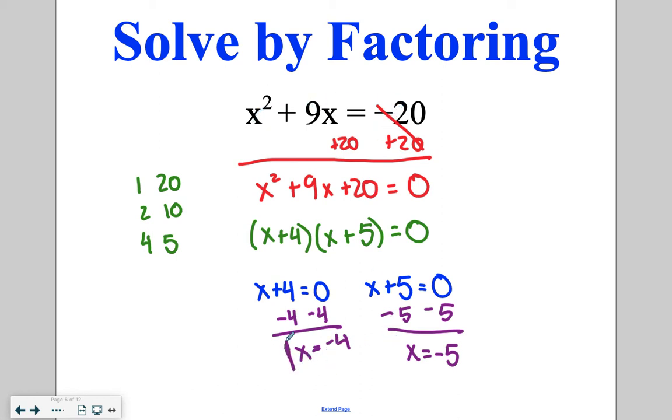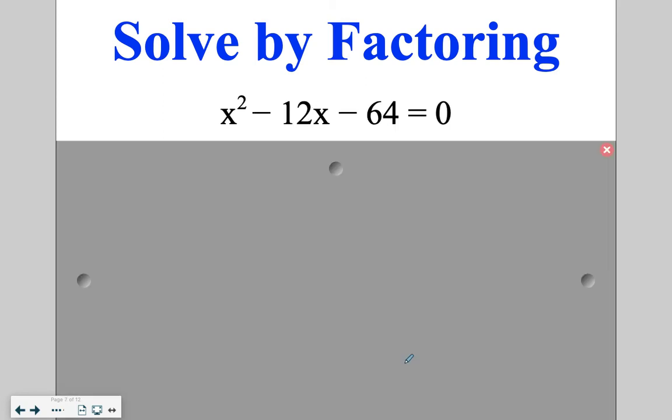So our two solutions to this problem are x is equal to negative 4 and x is equal to negative 5. Go ahead and try this one on your own.